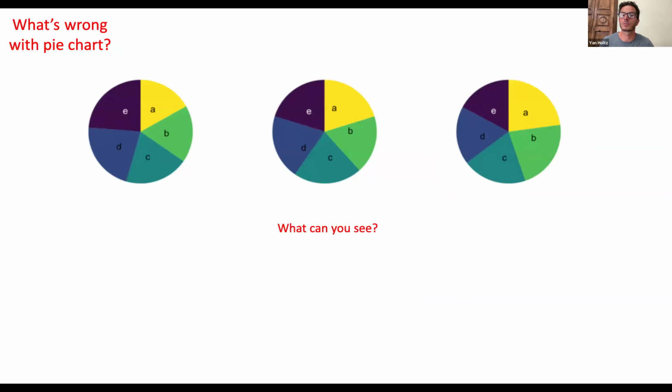Here we have three pie charts. Can you see the trend here? If I ask you what's the story in these data sets, what can you tell me? I'm going to leave you 30 seconds to think about it. Look at it closely. There is a strong story.